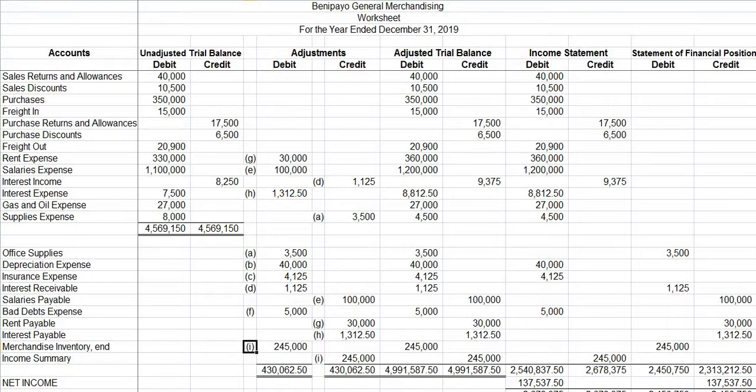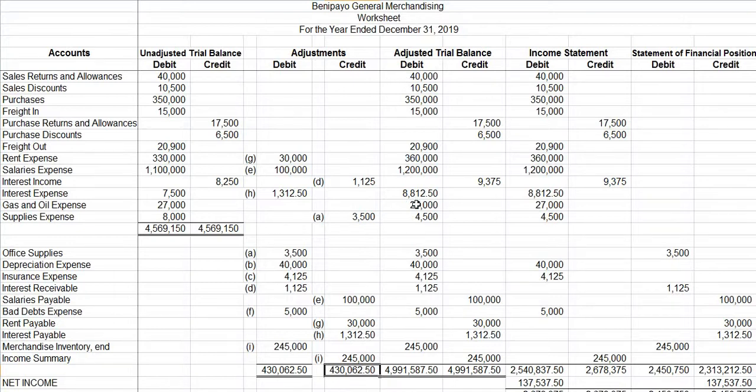And just like in the first two money columns, you need to add the debit and credit columns of the adjustments and double rule its total. The total debit again must equal the total credit. Otherwise, something must be wrong and you need to find that error before you proceed to the next money columns, which are for the adjusted trial balance.